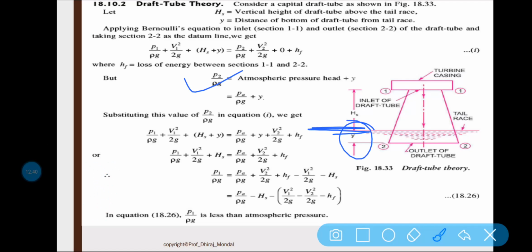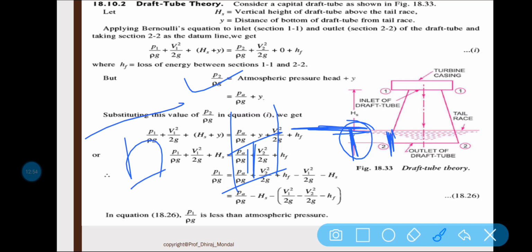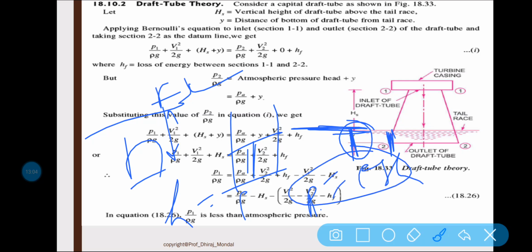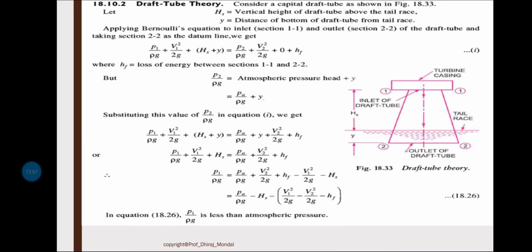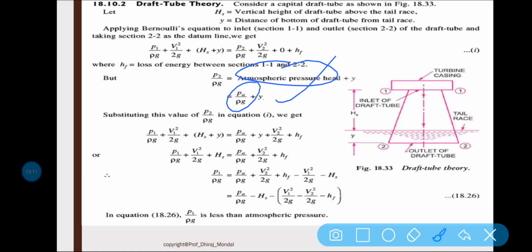Because this is your atmospheric pressure and I have to travel up to this Y. As we are traveling below the water surface, if this is your head, this is your free surface, and up to this much, what is the pressure head? P is equal to rho g H, and H is equal to P by rho g, and that is the head. So Y is written like this. And this atmospheric pressure is equal to Pa by rho g. Can I write this? Because this is your atmospheric pressure.